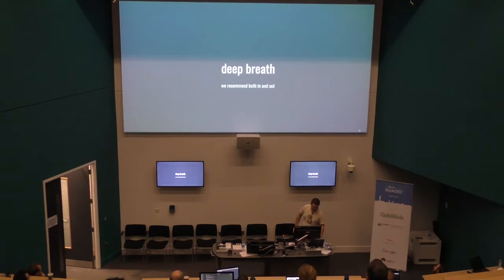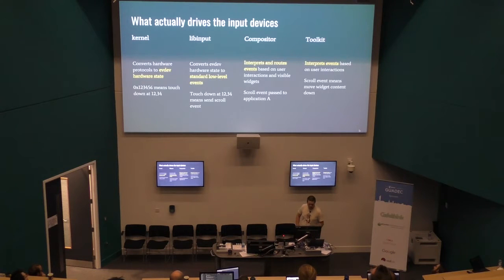Let's go a little bit into the technical stuff. What actually drives the input devices? On the average desktop stack, you have 4 components that matter in terms of input handling. You've got the kernel, which is always the most basic layer. The kernel translates binary gobbledygook into something usable. You get some bit stream in, there's usually some hardware protocol, and the kernel translates that into something that's consumable by user space. For example, there's a touch at position 1, 2, 3, 4.